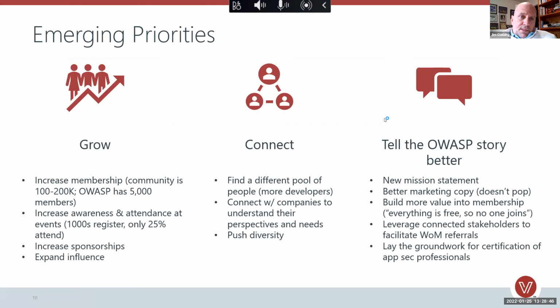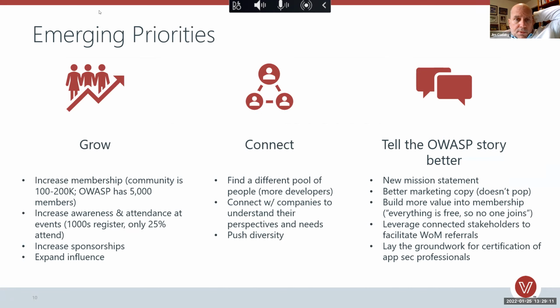So the priorities that emerged from the conversation, and again reinforced by the board exercise, was one, to grow. The potential universe is somewhere in the neighborhood of 100 to 200,000 members, and you have 5,000. You have a good portion of that 100 to 200,000 in your database already. But what we want to do is grow your database. We want to help you grow your membership.